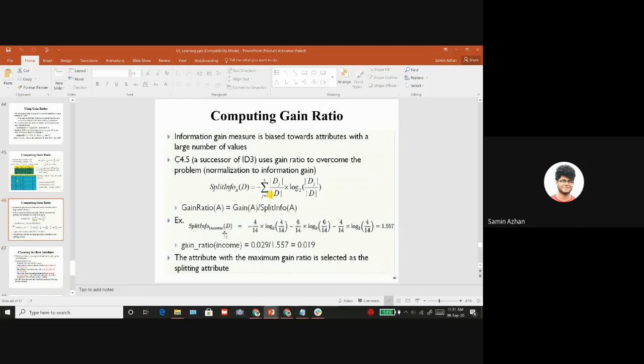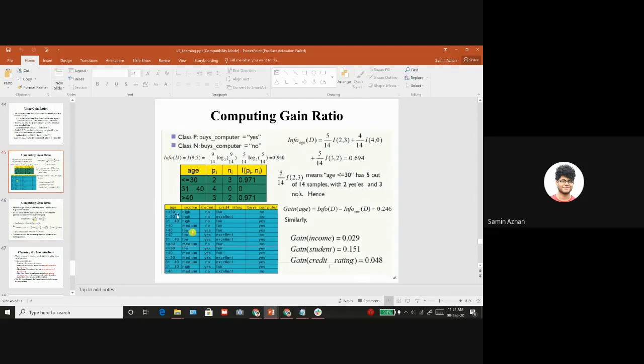On the next slide, it says how we can calculate the split info. It says here that this is the split info of income. So where did these numbers come from? Let's go back. Look at income. There are three possible values for income: high, medium, and low. So how many are high? One, two, three, four. There are four highs. Medium: one, two, three, four, five, six. Six mediums and four lows.